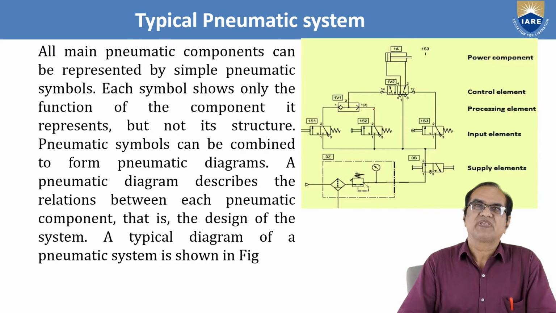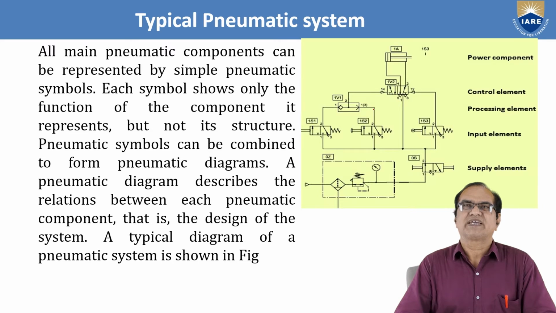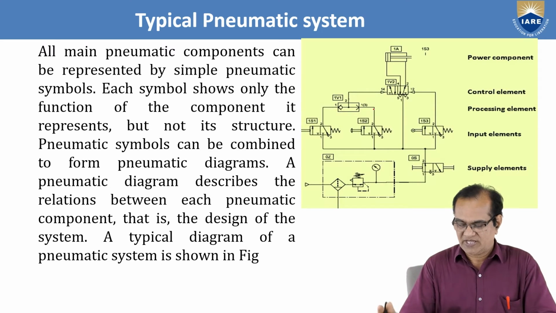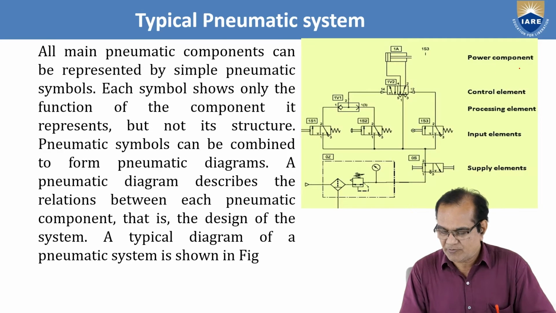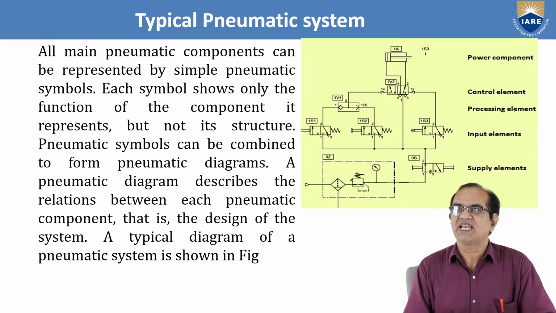Typical pneumatic system. All main pneumatic components can be represented by simple pneumatic symbols. Each symbol shows only the function of the component it represents, but not its structure. Pneumatic symbols can be combined to form a pneumatic diagram. A pneumatic diagram describes the relations between each pneumatic component, that is the design of the system. A typical diagram of the pneumatic system is shown in the figure.